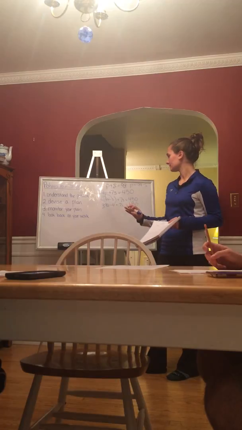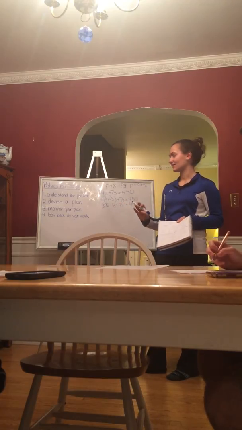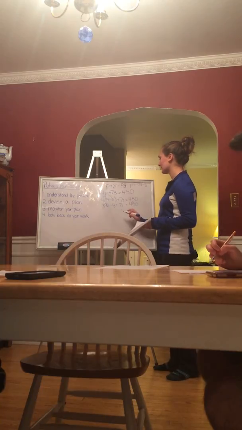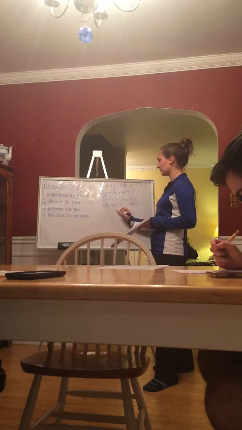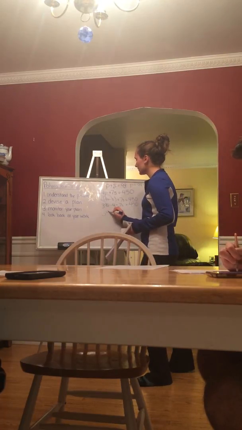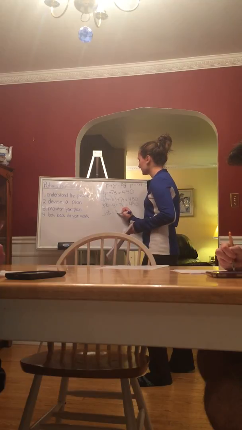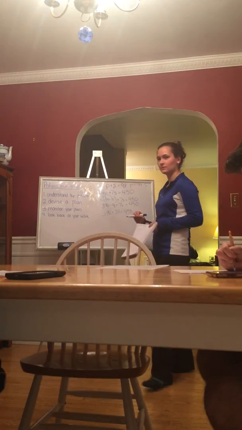Do you need to put an S by the 4? Yes, thank you. So everyone can follow? Okay. So negative 4S plus 7S is 3S. So we're going to do 396 plus 3S equals 450.